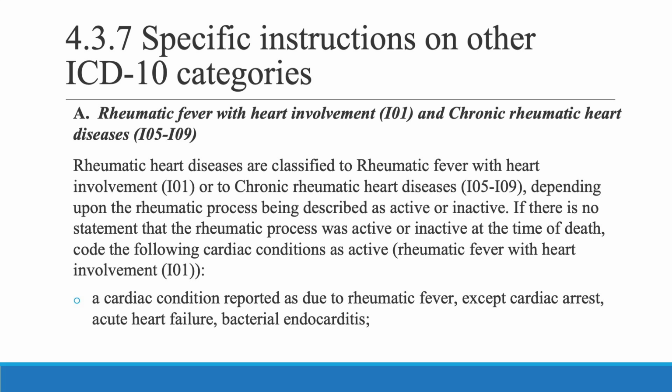Specific instructions on other ICD-10 categories. The first one, rheumatic fever with heart involvement, I01, and chronic rheumatic heart diseases, I05 to I09. Rheumatic heart diseases are classified to rheumatic fever with heart involvement or chronic rheumatic heart diseases, depending upon the rheumatic process being described as active or inactive. If there's no statement that the rheumatic process was active or inactive at the time of death, code the following cardiac conditions as active, i.e. rheumatic fever with heart involvement, I01.